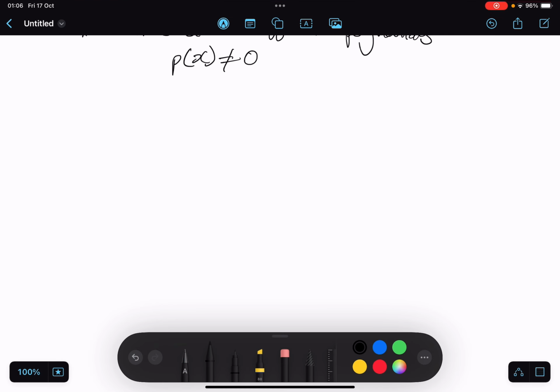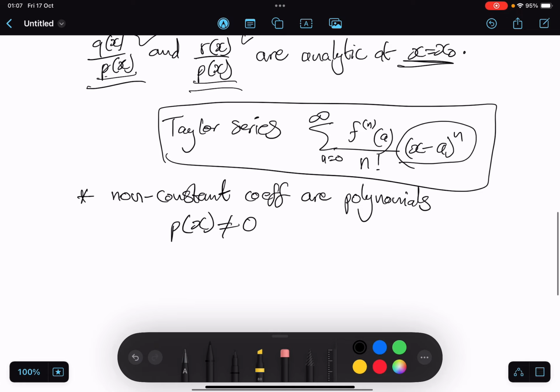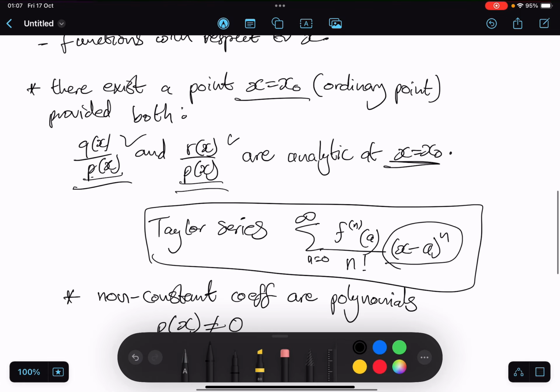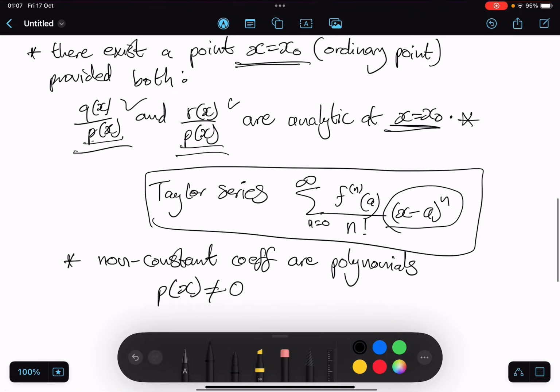At this point, this is a very important statement. There exists an ordinary point, provided both these two expressions are analytic, which means they form a Taylor series at x is equal to x naught. If we don't have an ordinary point, we have a singular point.